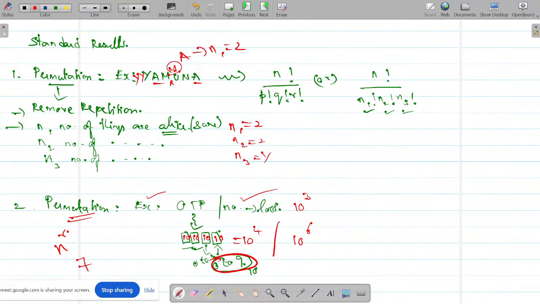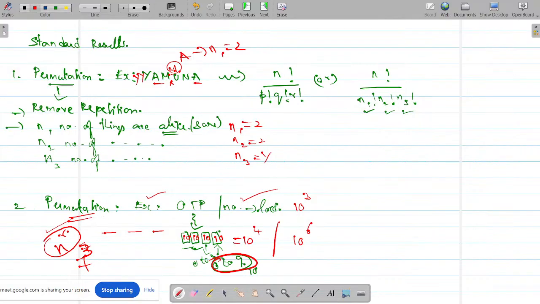So how many in total? 7. They may say it may be repeated any number of times. So B will be repeated 7 times for 7 places, R will be repeated 7 times for 7 places. So it will be 7 power 7. Or they'll give only 3 places and say it can be repeated any number of times. So this will be 7 power 3 and so on. So this is n power r. Please make a note of it.